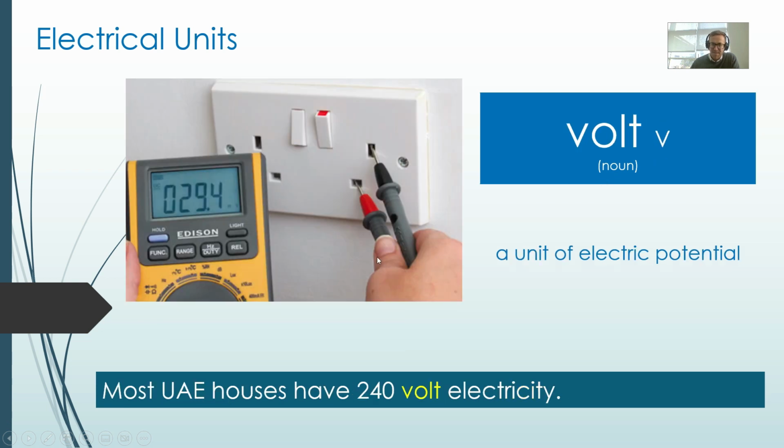Volt. A unit of electric potential. So in the picture we can see someone using the multimeter to measure the electric potential of a socket. So for example, most UAE houses have 240 volt electricity. So it's the potential in your plug sockets in the house. So the spelling is quite easy. The pronunciation is quite easy for volt. You just need to remember the symbol is a V, capital V.